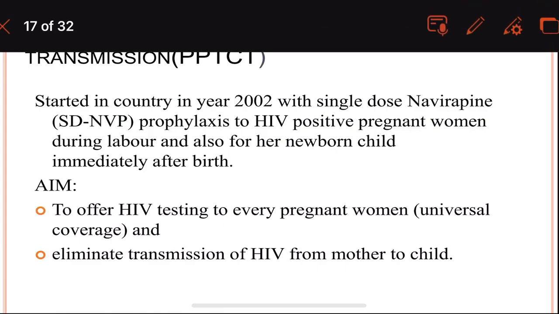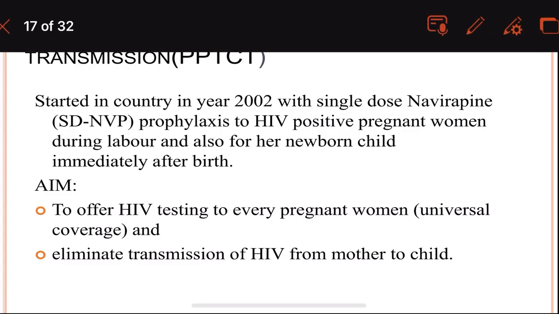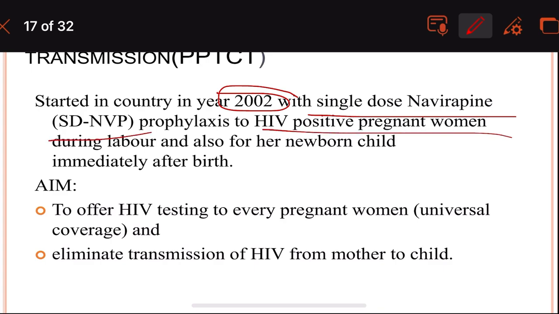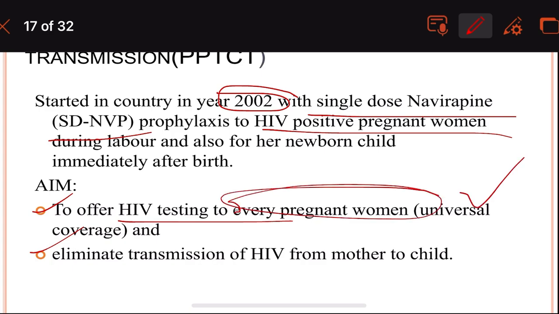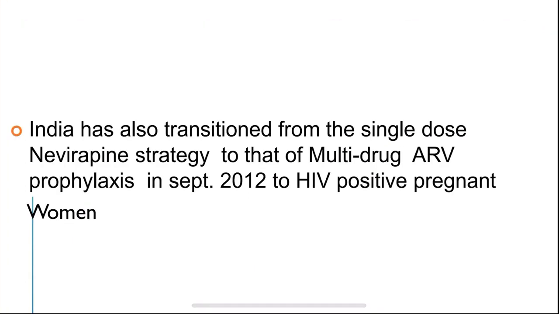So this is the program, the prevention of parent to child transmission of HIV AIDS program. It was started in the country in the year 2002. So this program was started in the country in 2002, and they are giving a single dose of Nevirapine to the HIV positive pregnant women. The aim was to offer HIV testing to every pregnant woman, universal coverage, and prevent the transmission of the HIV from the mother to the baby.